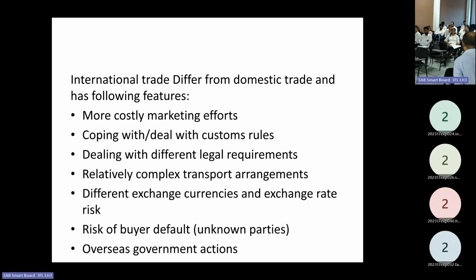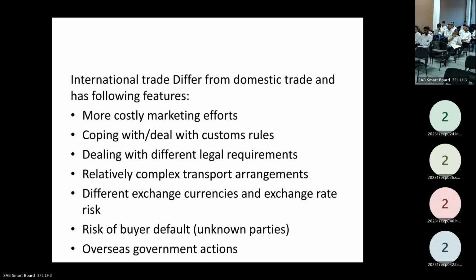In exporting, that's why we sometimes use forward contracts, trade forward contracts, in order to minimize those risks. Sometimes we may need those contracts in the banks. So different currencies are used, and the exchange rate is also there. That's why exchange rate risk management is very important.